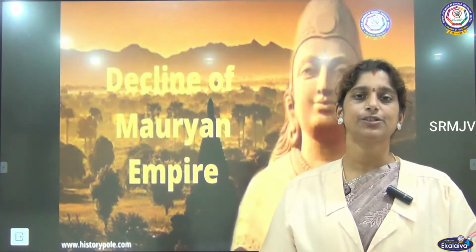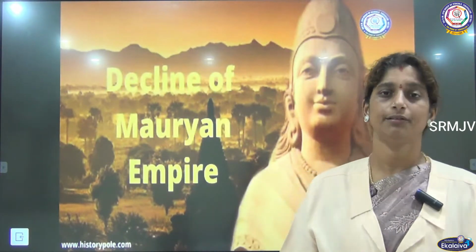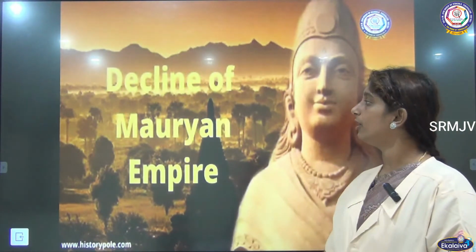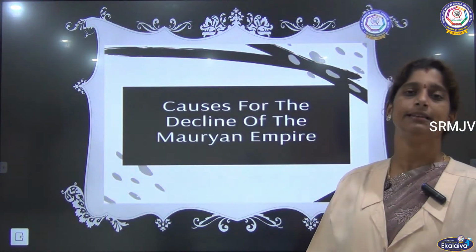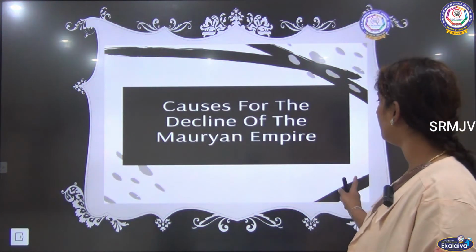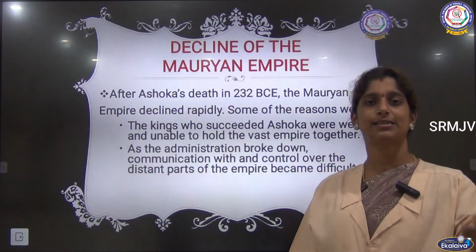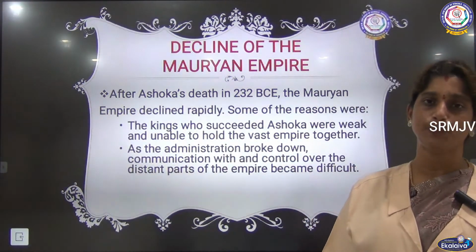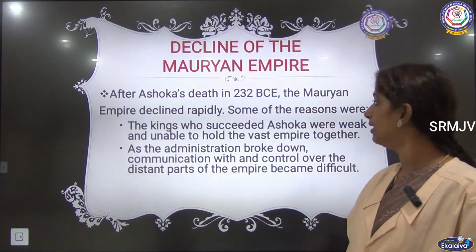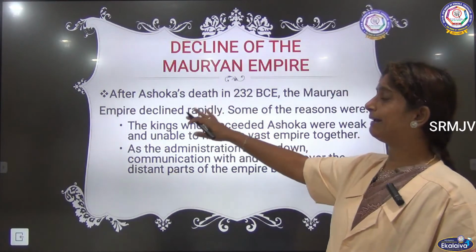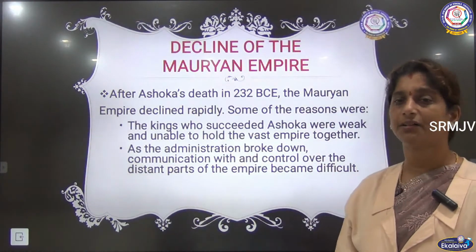So now we are going to see how this Mauryan Empire fell. The decline of the Mauryan Empire. We will see the causes why this Mauryan Empire declined. As we have seen, Ashoka's death happened in 232 BCE, after that the Mauryan Empire started to fall off. It declined rapidly. Rapidly means gradually, slowly it started falling down.